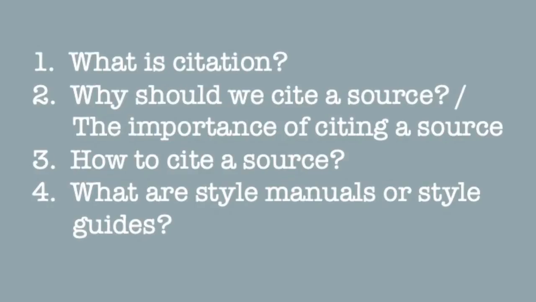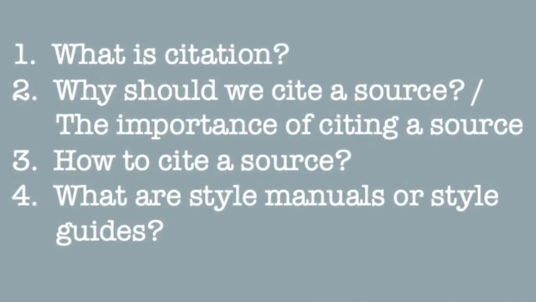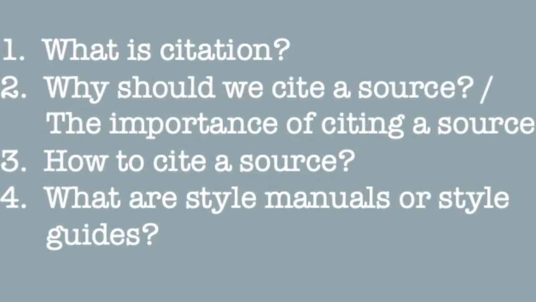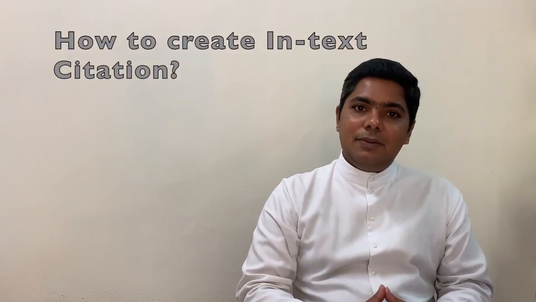So far we have seen what citation is, what we should cite a source for, the importance of citing a source, how to cite a source, and what style manuals or style guides are. Now we shall see how to create an in-text citation and how to create a works cited list or reference list according to three major style manuals: APA, MLA, and Chicago. See, how do we create an in-text citation?